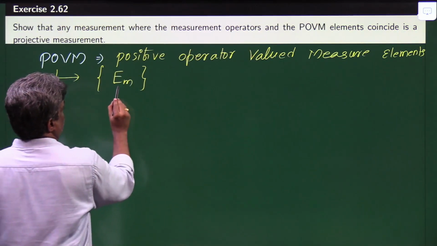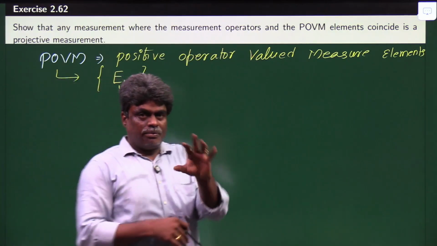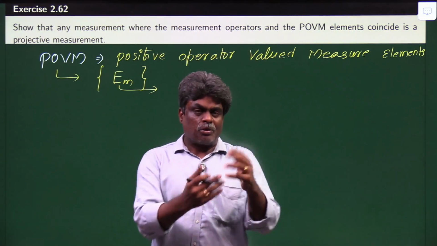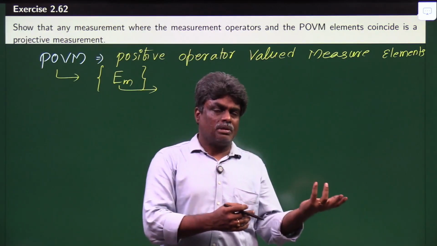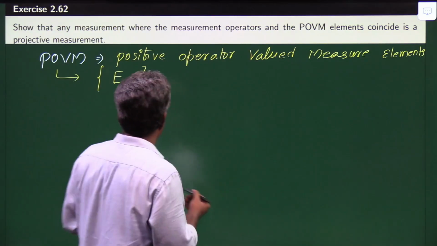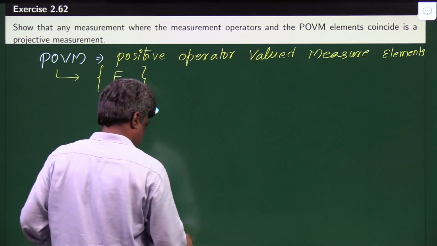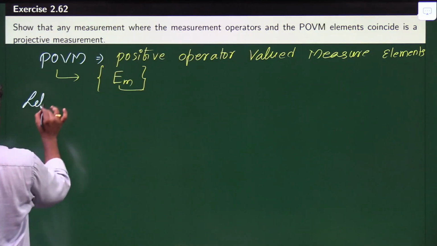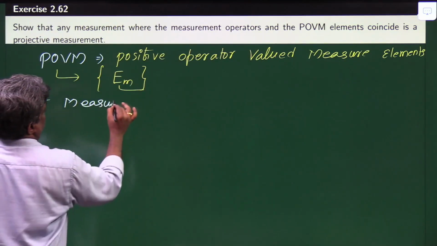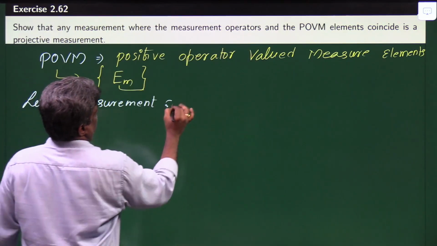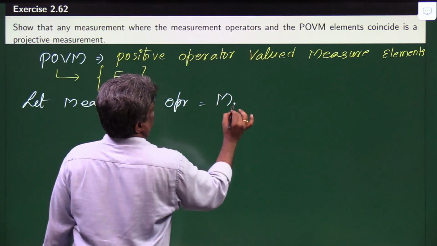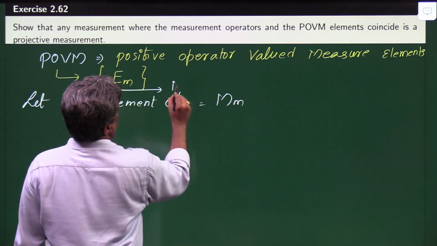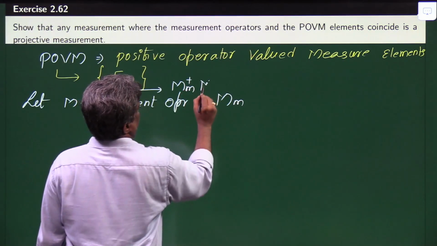So remember, what is EM? For example, if your measurement operator is M, then EM is nothing but M dagger M. Here I'm assuming, because the question is about the measurement operator, let the measurement operator be MM. Then what is the corresponding EM? EM can be written as MM dagger MM.